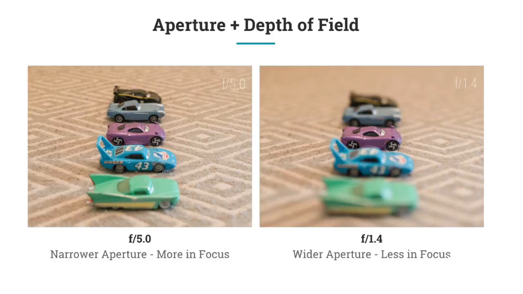Depth of field refers to the range of distance in a photo that appears sharp and in focus, or said another way, how much of the foreground and the background is in focus in your photo. Depth of field is influenced by a few factors, including your aperture and the focal length of your lens. But one factor that many beginners overlook is distance. Here's how distance impacts your depth of field.